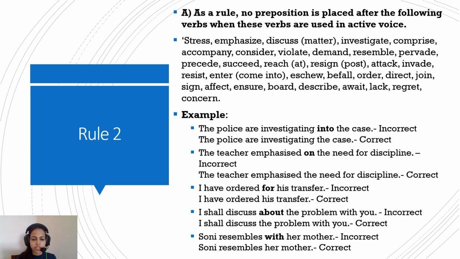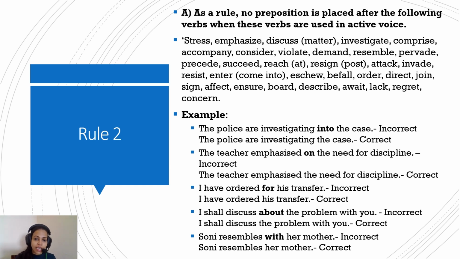Okay, does it make sense? "The police are looking into the case." No, the word investigating itself is showing looking into. So it should not be followed by the preposition. Similarly, in the second example, "The teacher emphasized on the need for discipline." No, emphasis is always placed upon something. There is no need to put the preposition on after the word emphasize, because emphasize itself is a complete word.